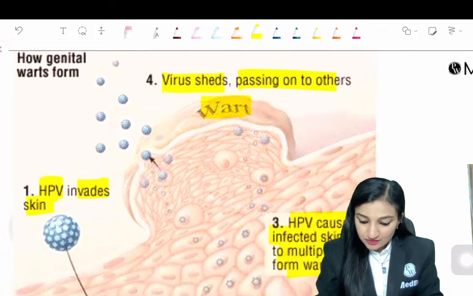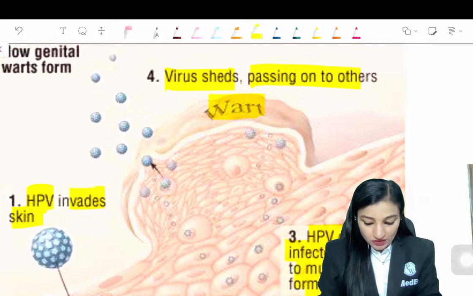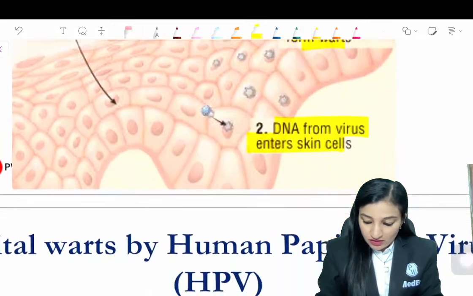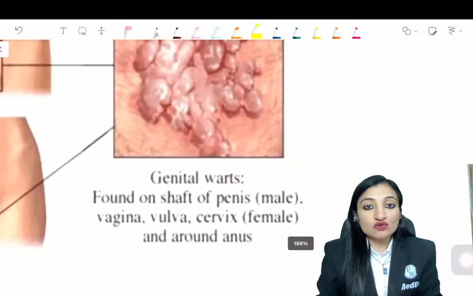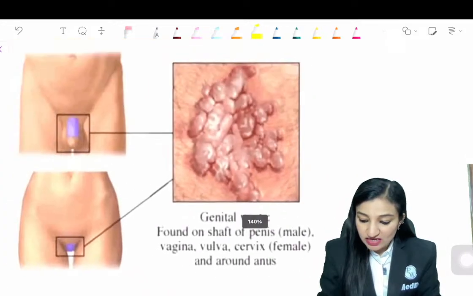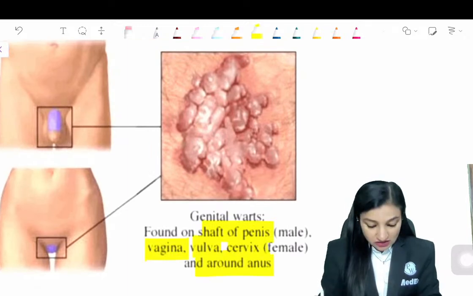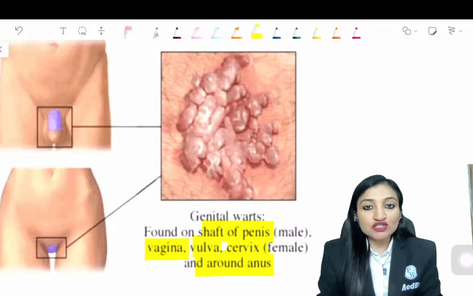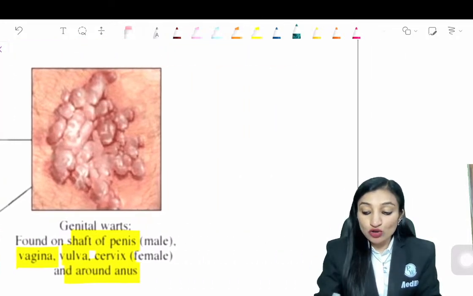Okay, guys, is this clear? This is how genital warts are going to be formed. Now look at this. Genital warts by human papilloma virus. These are the genital warts, as you can see, found on the shaft of the penis, vagina, vulva, cervix, and around the anus. Genital warts, condyloma acuminata.